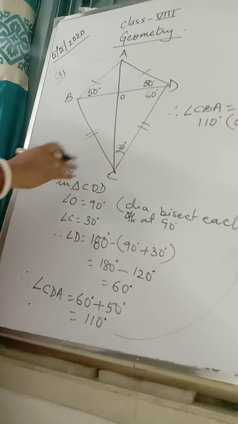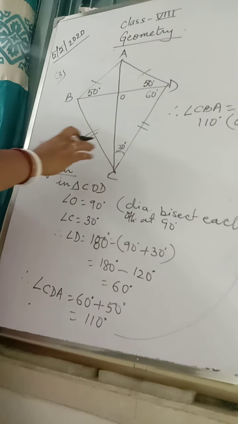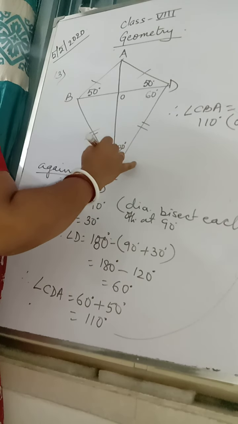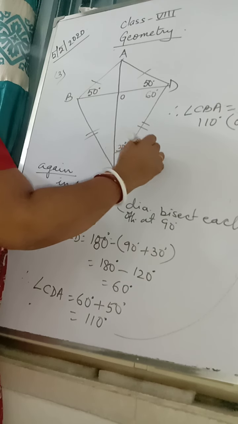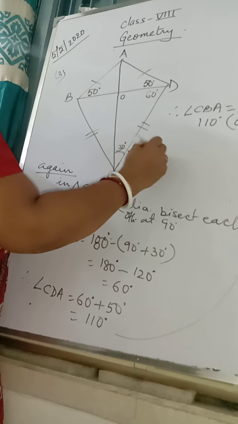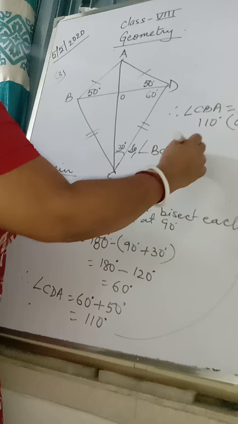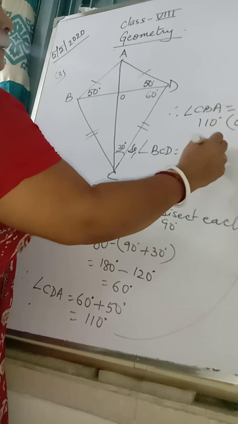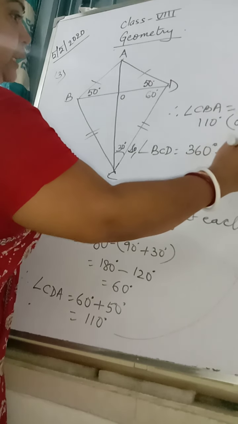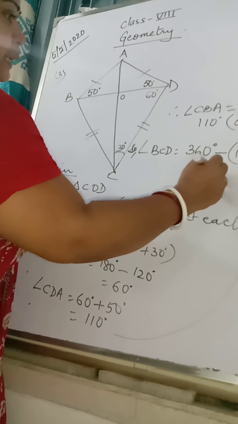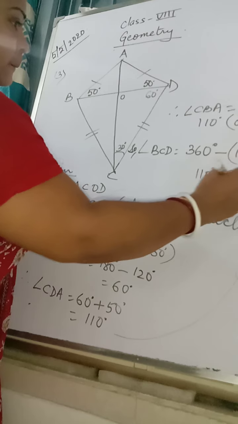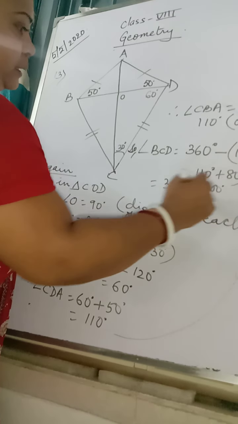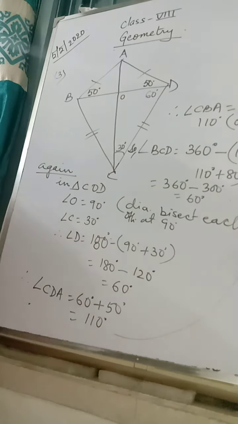60. This is one option. Second option, diagonals bisect the angle. So therefore, is it? Angle BCD is equal to 360 degrees minus (110 degrees plus 110 degrees plus 80 degrees), or 360 degrees minus 300 degrees, which is equal to 60 degrees. Got all the angles.